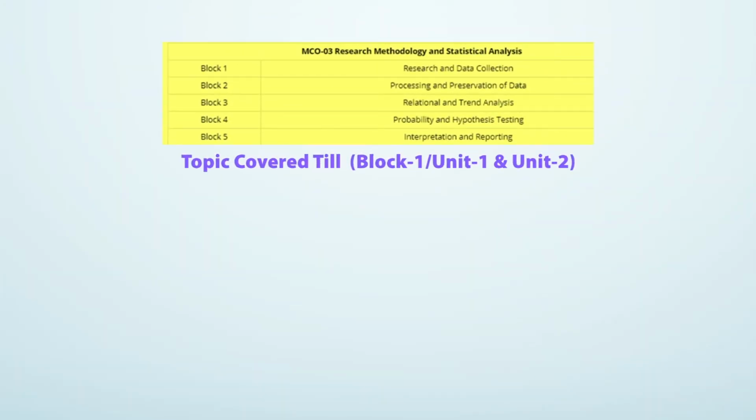Prior to going into the depth of this topic, I just want to throw a light that this is part of our course called MCU3, Research Methodology and Statistical Analysis. We are in the first block, which talks about research and data collection. The second block talks about processing and preservation of data. Then you have block 3, relational and trend analysis. The fourth block talks about probability and hypothesis testing. And finally, interpretation and report writing is there.